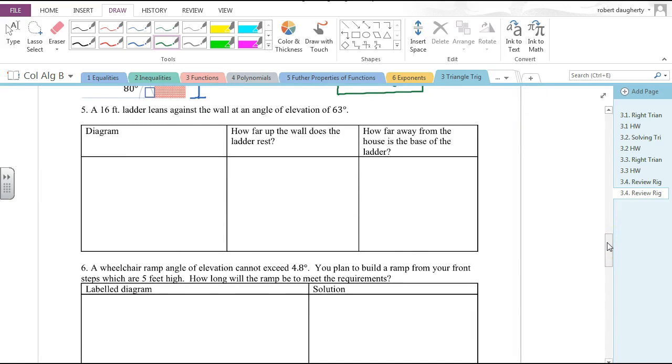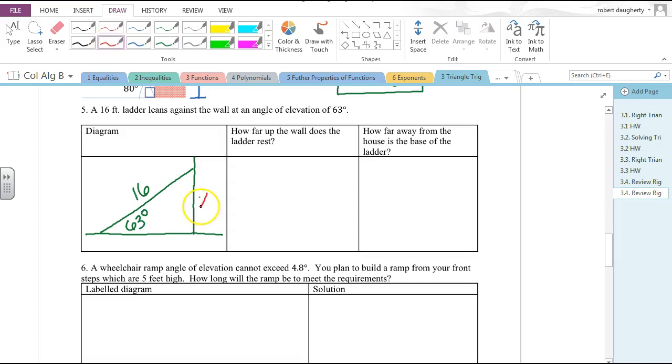Problem number 5. And again, the key is drawing these out, okay? A 16-foot ladder leans against a wall. So you have a wall, you have a ground, and you have a ladder that leans against the wall. If the ladder is 16 feet, that's this side right here, it leans against the wall at an angle of elevation of 63 degrees. How far up the wall does the ladder rest?